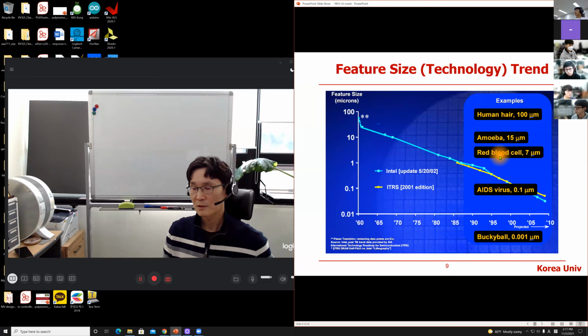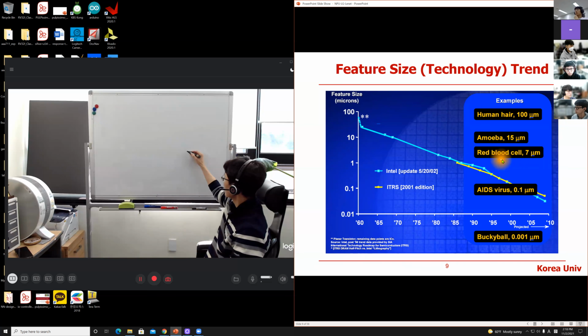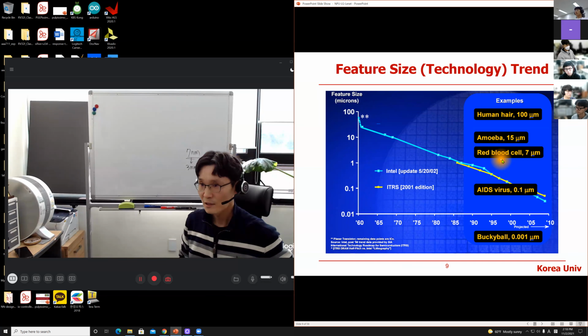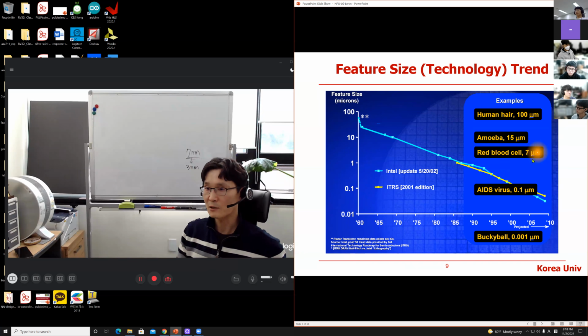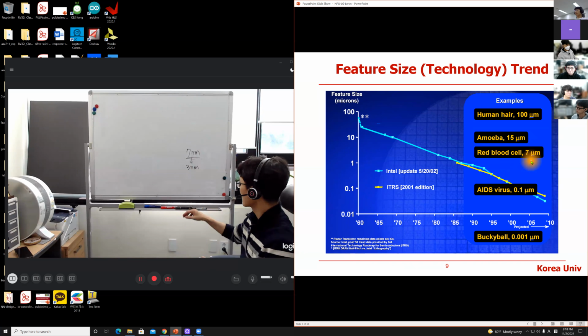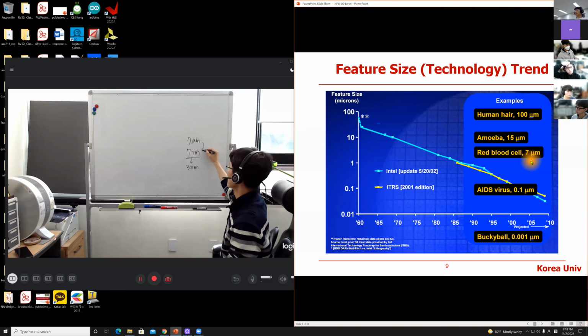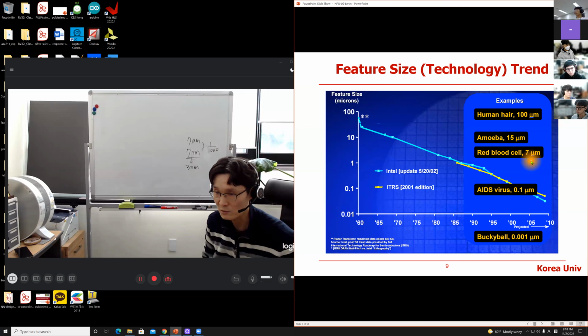How small. So transistor. We are talking about these days 7 nanometer technology, right? And 3 nanometer technology, right? So that is a transistor size, a channel size. If you compare that number against this red blood cell, look at this, 7 micrometer versus 7 nanometer. So 1,000 times smaller, right? A transistor is 1,000 times smaller than a red blood cell, right?